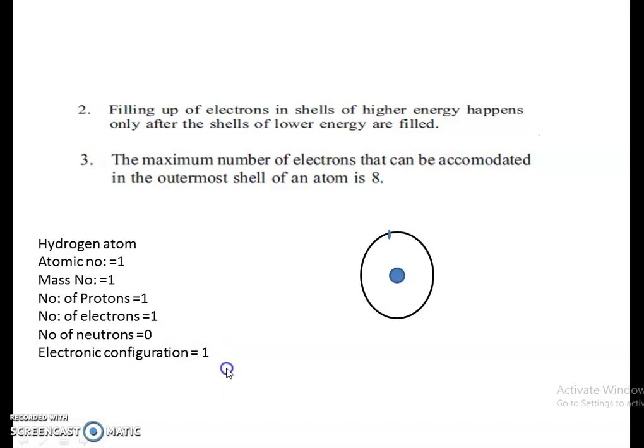So here there is only 1 electron in the hydrogen atom, so the first shell of the hydrogen atom will have only 1 electron. Okay, so this is the arrangement of the hydrogen atom.